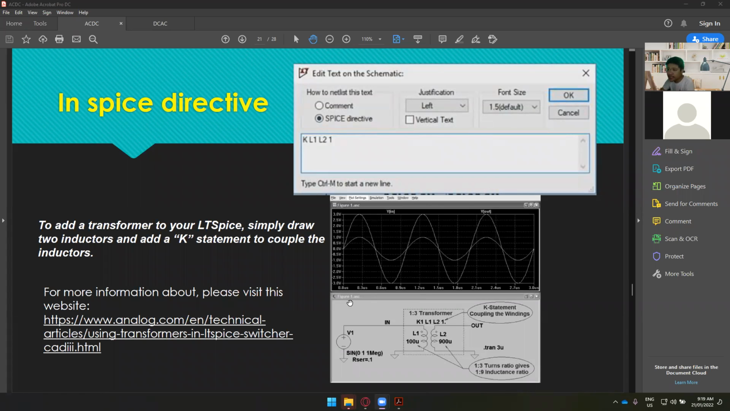All right, so are we clear so far regarding this one? Maybe just the concept, but for this one, you have to experience doing it in real life or in LTSpice. So again, I highly recommend, or rather require, you to visit this website right here. This is the complete guideline on how to come up with this transformer. So just check this one out.